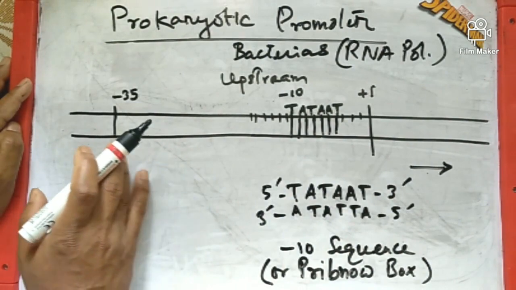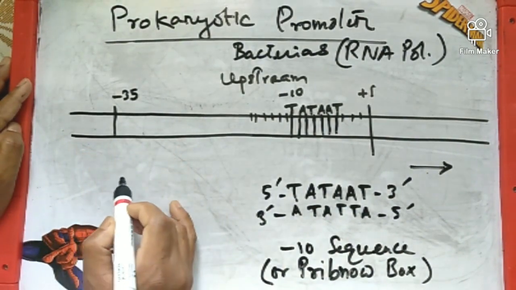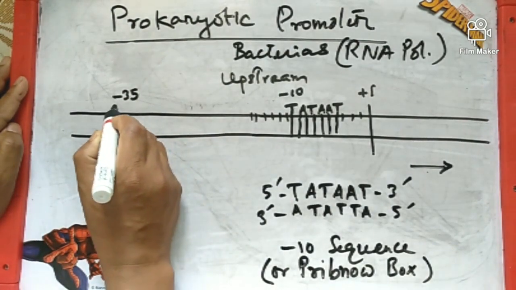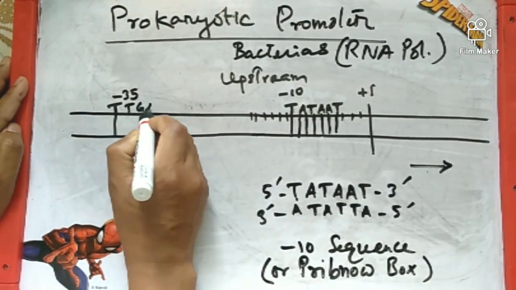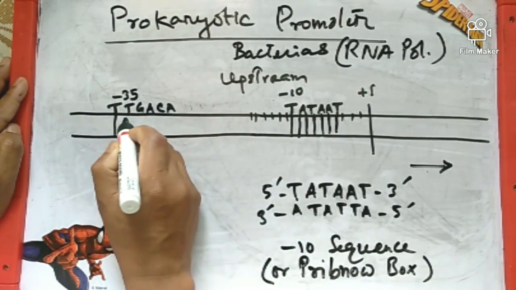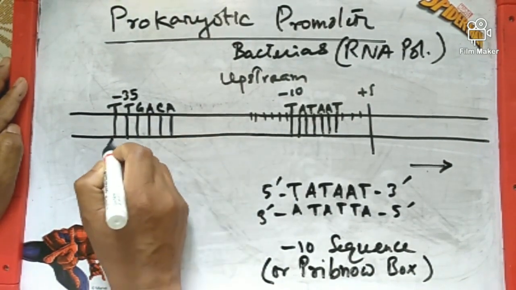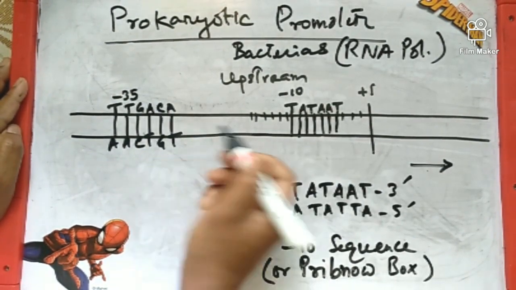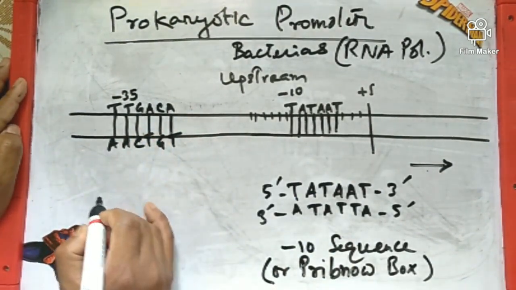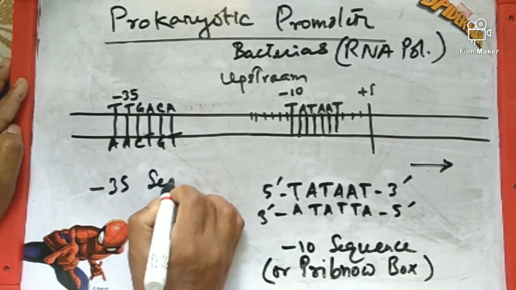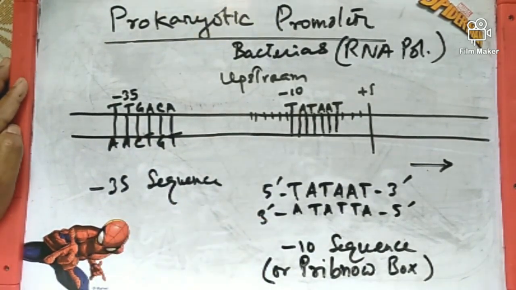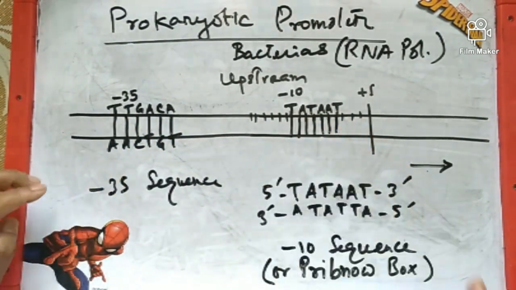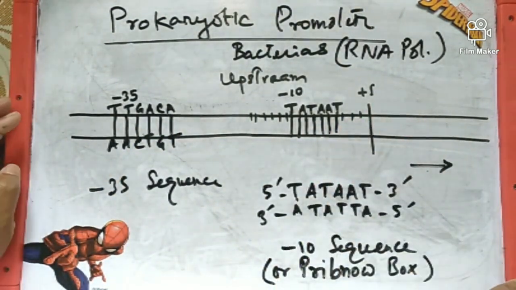And there is one more such sequence, which is called the minus 35 sequence, and this sequence is T T G A C A. So this sequence is known as the minus 35 sequence. These two sequences at the minus 10 and minus 35 positions are the consensus sequences for the prokaryotic promoter.